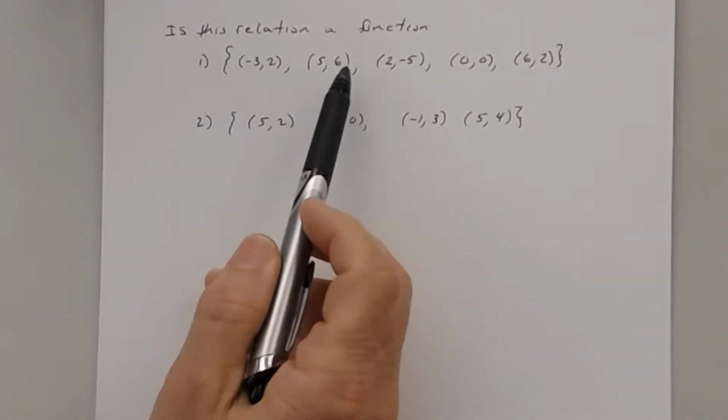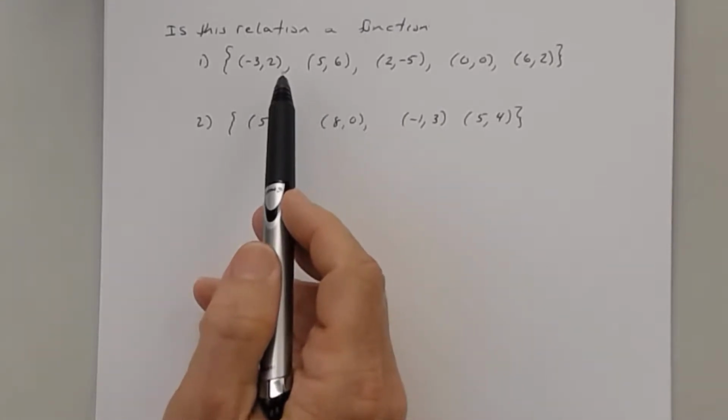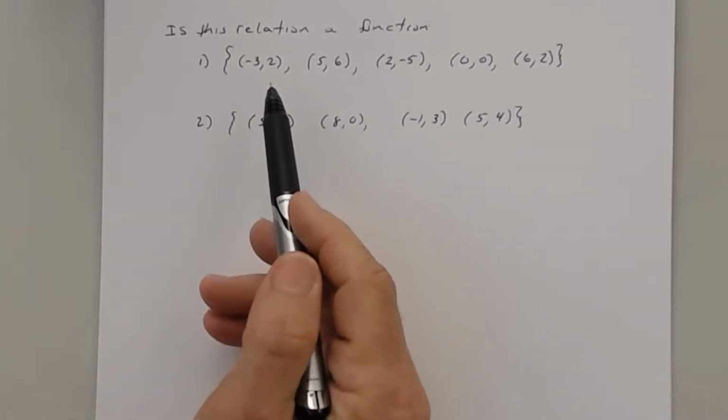Number one, is this a relation? Remember, what's the definition of a relation? A set of ordered pairs. All right, and obviously you have a set of ordered pairs here. You can see it.